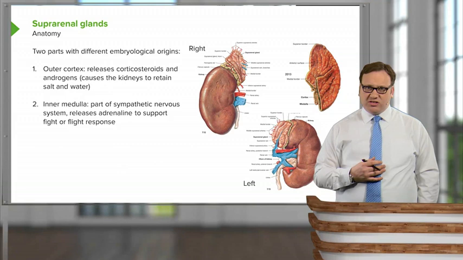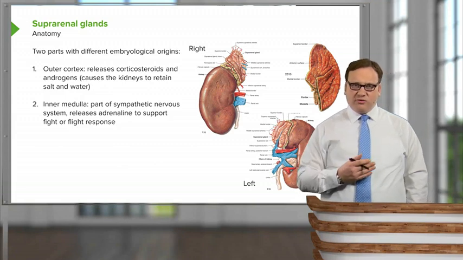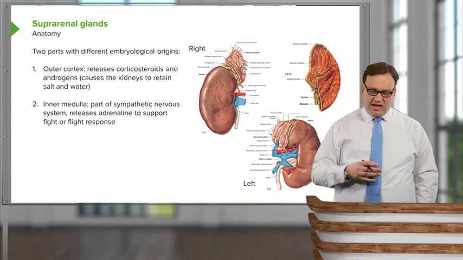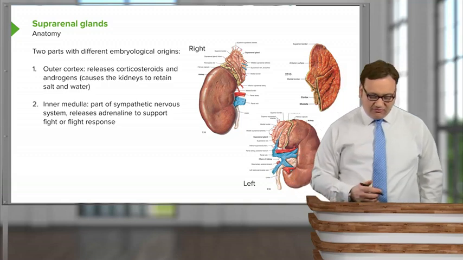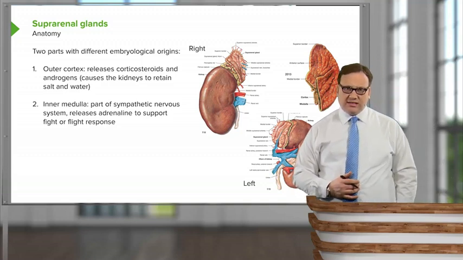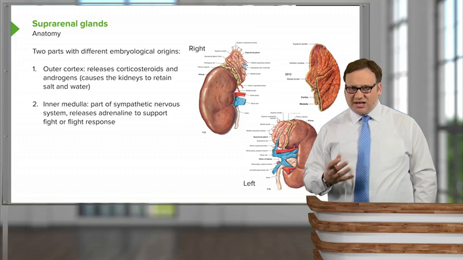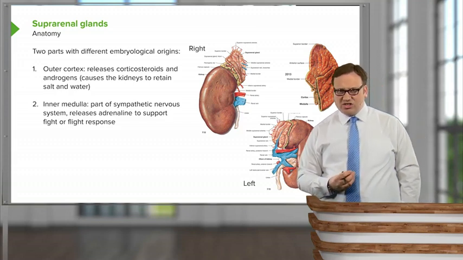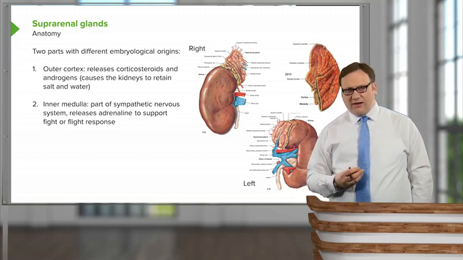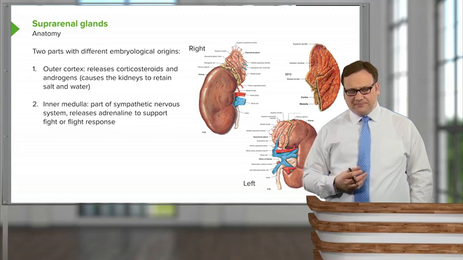Two parts of the suprarenal glands, and they have different embryological origins. The outer cortex releases corticosteroids and androgens. This essentially causes the kidneys to retain salt and water. That's going to have the effect of increasing the blood pressure.